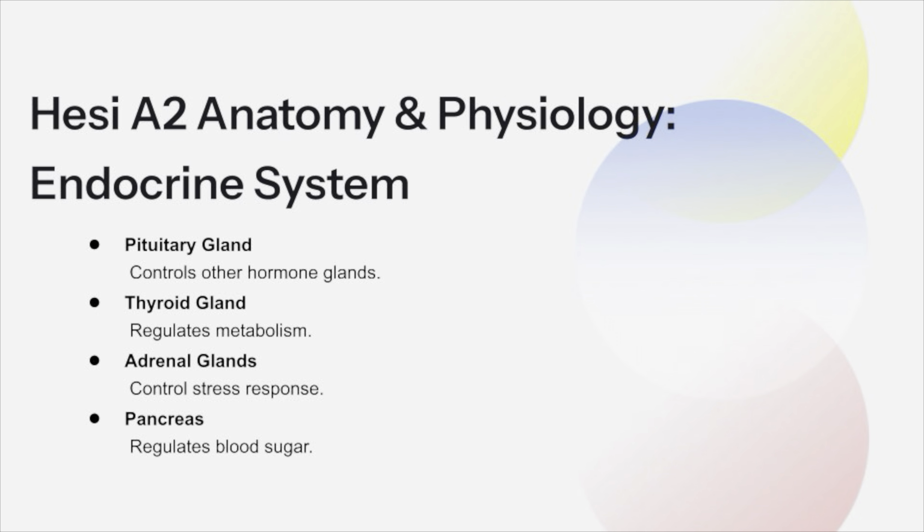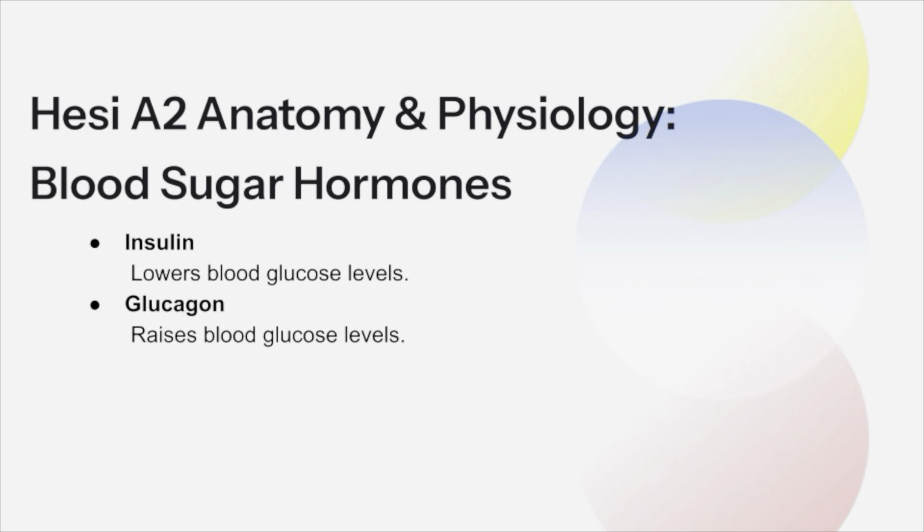Now let's look at the endocrine system. The endocrine system releases hormones. Important glands include the pituitary, thyroid, adrenal glands, and pancreas. The pancreas produces insulin and glucagon. Insulin will lower blood sugar, and glucagon raises blood sugar. These are very, very important to study up on and understand for the exam.